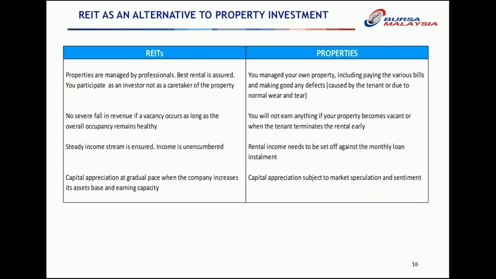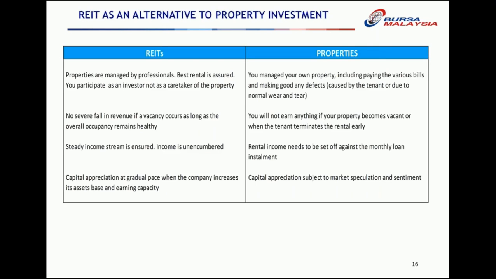But in terms of properties, you manage your own property, including paying the various bills and making good any defects caused by the tenant or due to normal wear and tear. Now imagine, when you are busy, you have a tenant calling you, hey, I got something wrong, I want you to repair this as soon as possible, blah, blah, blah. So you don't actually have peace of mind to a certain extent. Whereas in a REIT, you do have peace of mind because you know that it's being managed by professionals. They will look for the best deal possible.